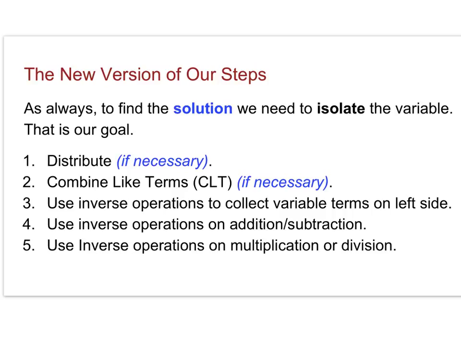We've added in one new step, right here, this step 3. We're still trying to find the solution by isolating the variable. We're still going to distribute if necessary. We're still going to combine like terms. But if we have variables on both sides, we're going to try and use inverse operations to collect the variable on the left side. And remember, that may mean we have to do the old switcheroo to save ourselves a step. We might flip the whole equation over. Once you get that variable on the left side, you're back to your regular inverse operations, right?